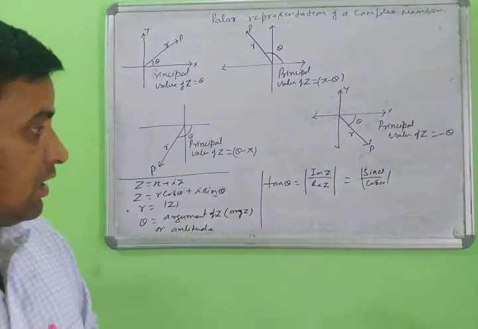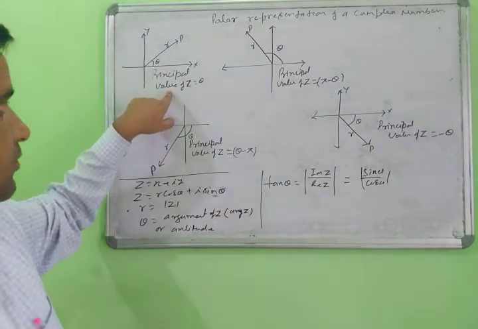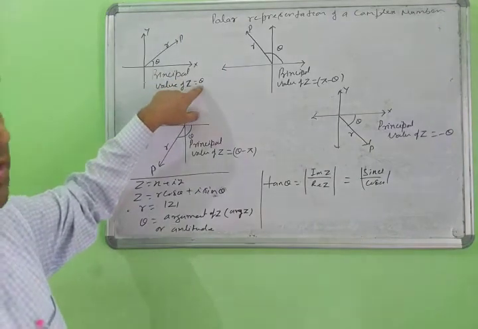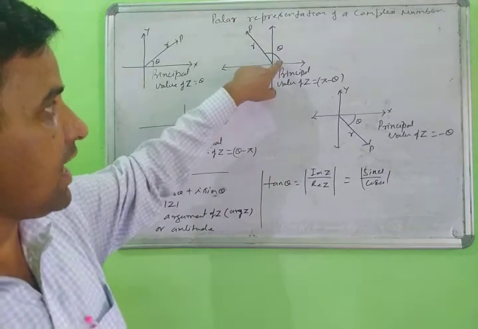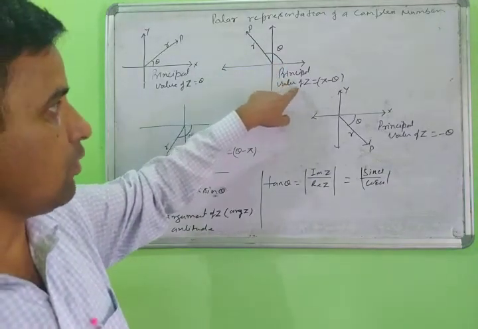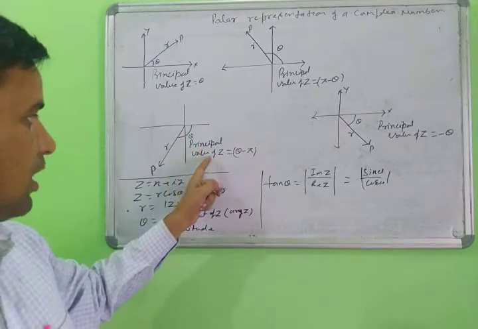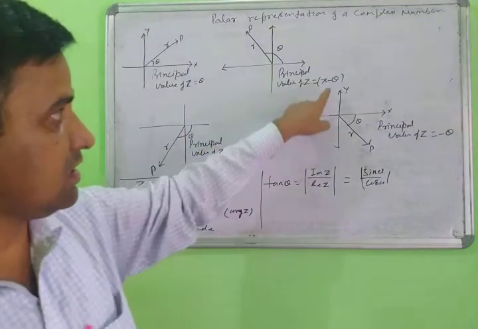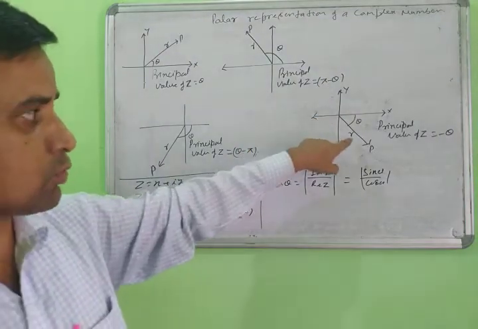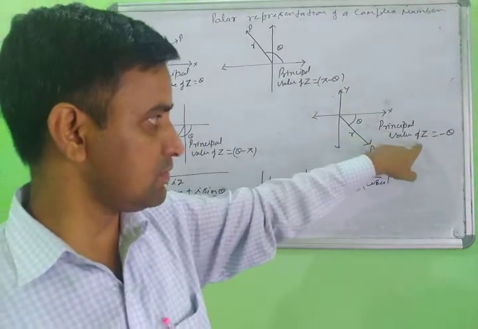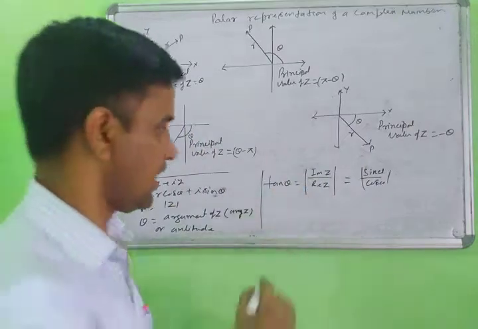Second thing: in the first quadrant, the principal value of the argument of z is equal to theta. In the second quadrant, theta is counted from this point to this point anti-clockwise, so the principal value of the argument of z is pi minus theta. In the third quadrant, the principal value of the argument of z is theta minus pi. Here pi minus theta, here theta minus pi. In the fourth quadrant, theta is counted from this, and the principal value is minus theta. How to find theta? We find theta with the help of this identity.